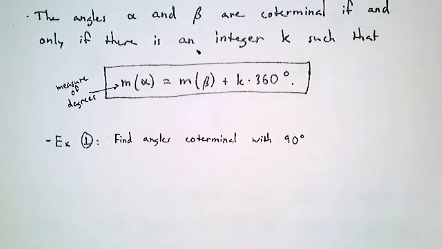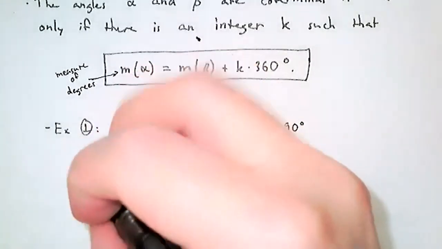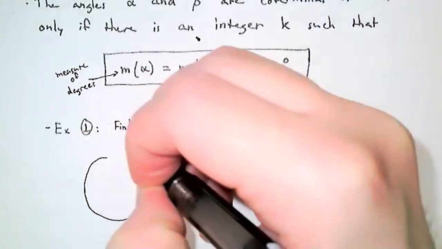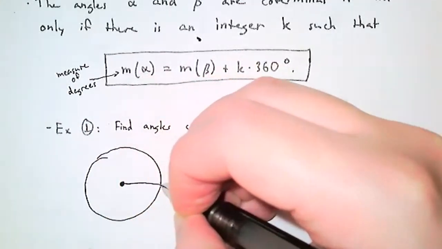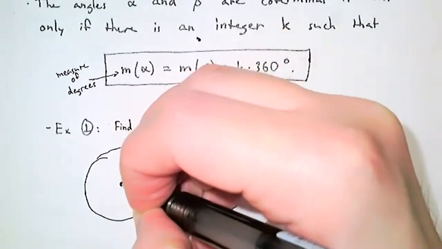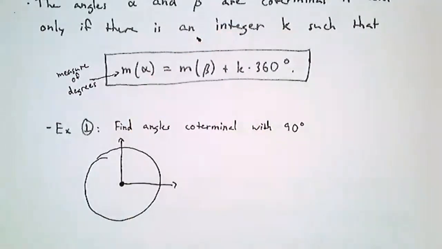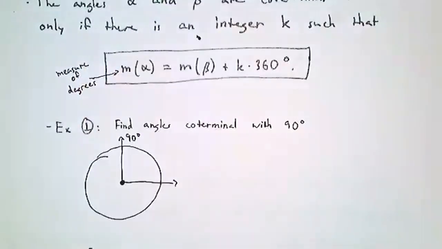Okay, and maybe we want to start with a picture. Remember, a 90-degree angle, if we're thinking back to the circle, starting with a central angle, a 90-degree angle is one where the terminal side is pointing straight up. So I want to find more angles that look exactly like this one, but have a different number of degrees in them.